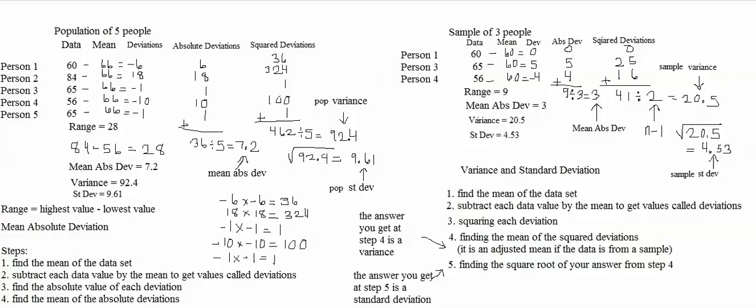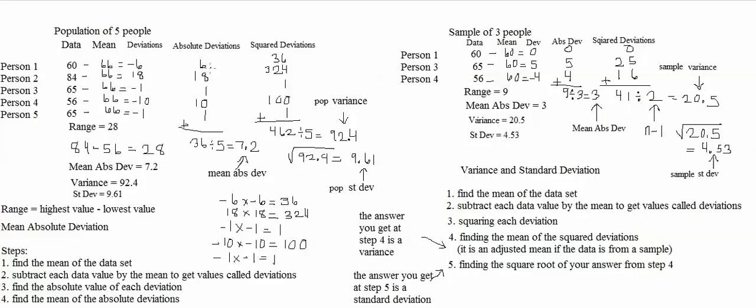The point about the mean absolute deviation and the standard deviation is that they give you an idea of how far the data values are from the mean. Let's talk about what I mean by that. Each of the absolute deviations is just the distance between a certain data value and the mean.